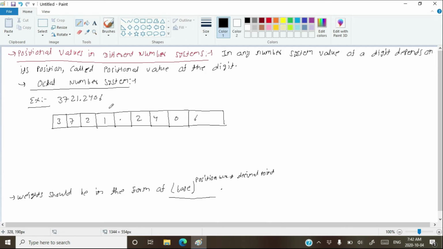Starting from base to the power 0 to base to the power whatever in the non-fractional part, and starting from base to the power 1 to base to the power whatever in the fractional part. So starting from base to the power 0, 8 to the power 0, 8 to the power 1, 8 square, 8 cube, and here you have 8 to the power minus 1, 8 to the power minus 2, 8 to the power minus 3, and 8 to the power minus 4. Okay, these are called positional values or weights.